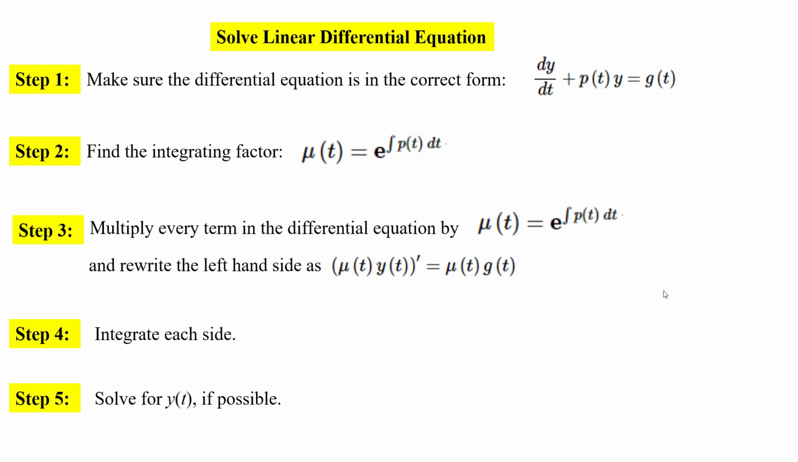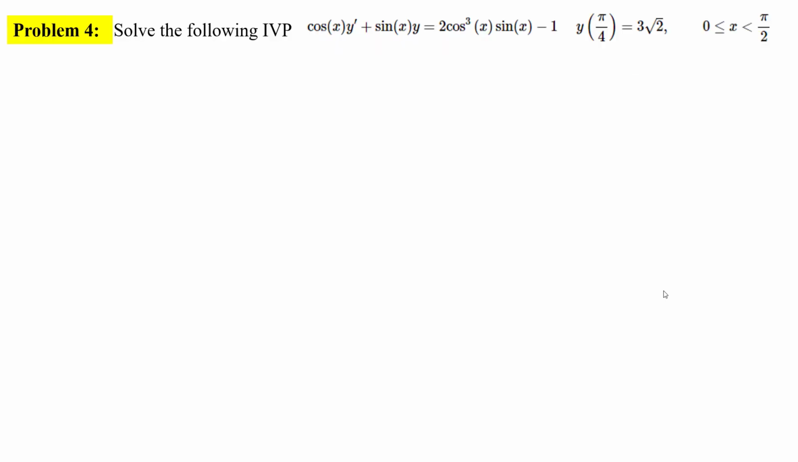So let's take a look at two examples. Example 4, solve the IVP: cosine of x times y prime plus sine of x times y equals 2 cosine cubed x times sine of x minus 1. And this is your initial condition, and this is the region of validity.